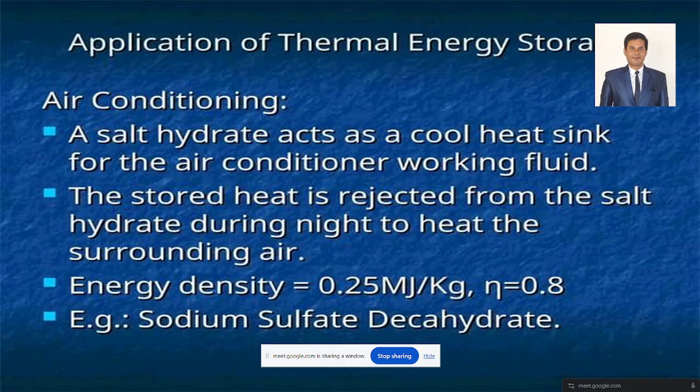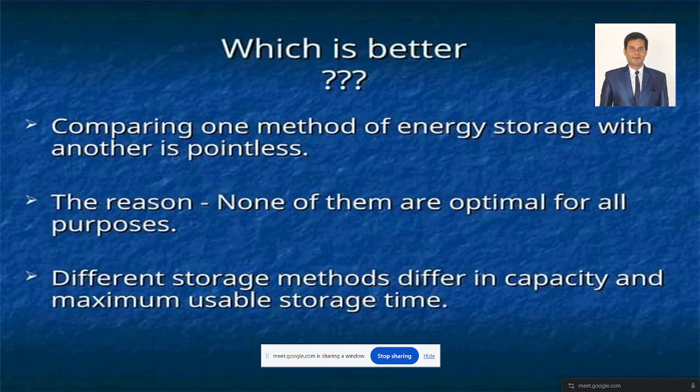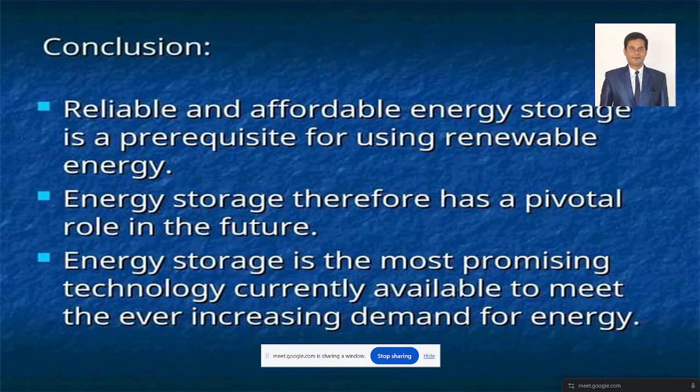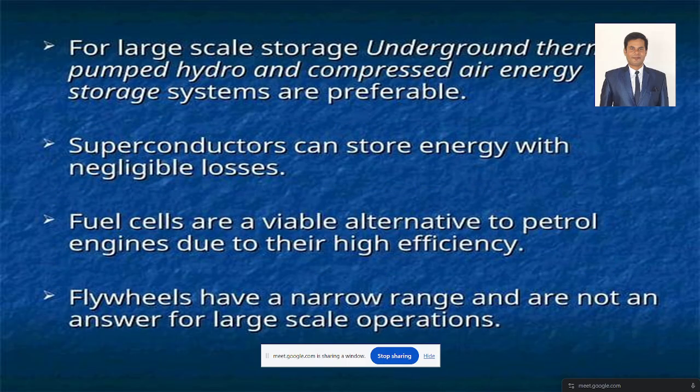And these are applications of thermal energy storage. All right, when you talk about which is better, we should think about different ways of energy storage. The reason is that we have to think about the storage methods in different capacity ranges and the maximal usage of that storage time, right? These are the things we have to look after. Superconducting can store energy with negligible losses. Fuel cells also we have, an alternative for petrol engines due to high efficiency, right? Flywheels also we have, with a narrow range and not suited for longer scale operations, right?